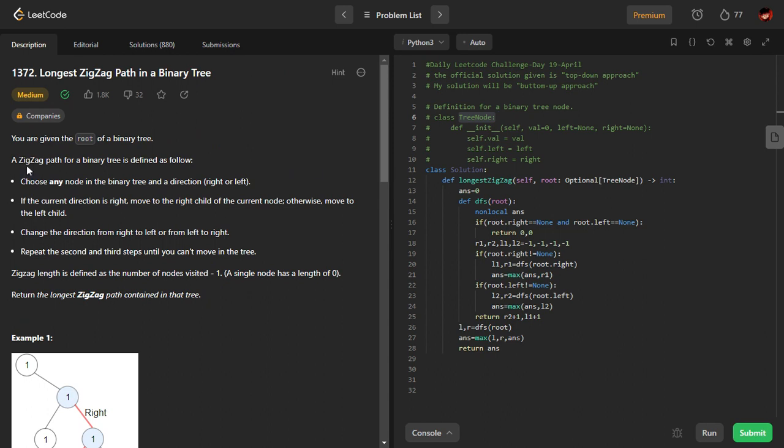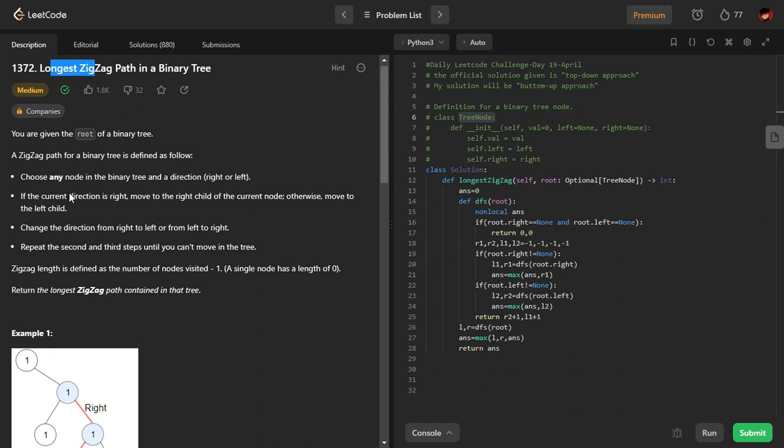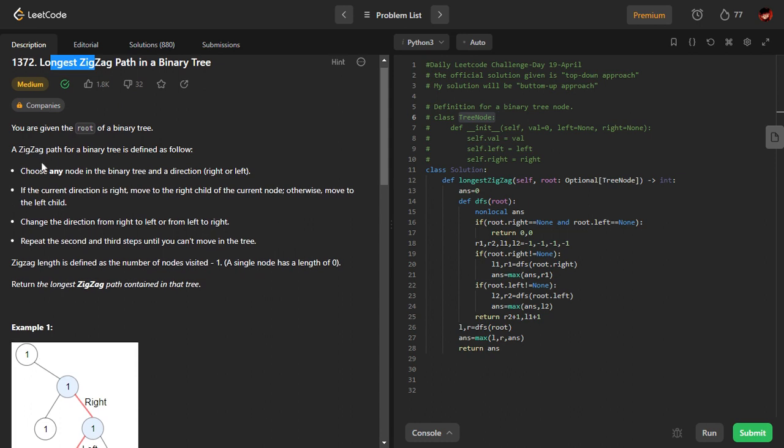In this particular binary tree, binary means every root will have at most two children. It can have one or zero as well. Coming to this question, we are asked to find the longest zigzag path. The question is very clear here. So what it means is, they've clearly given some definitions here.